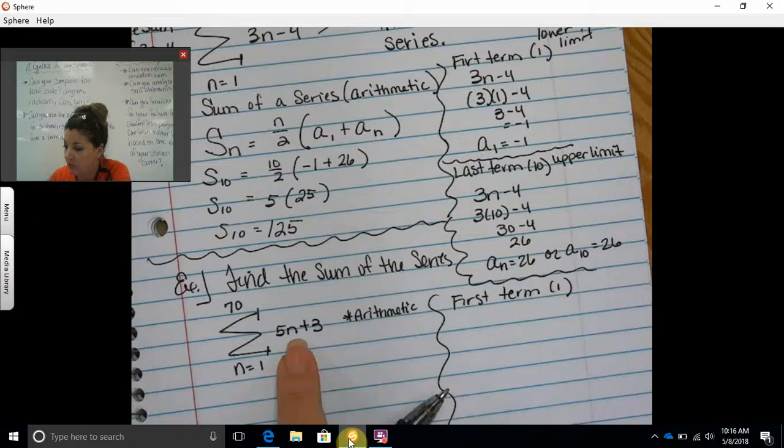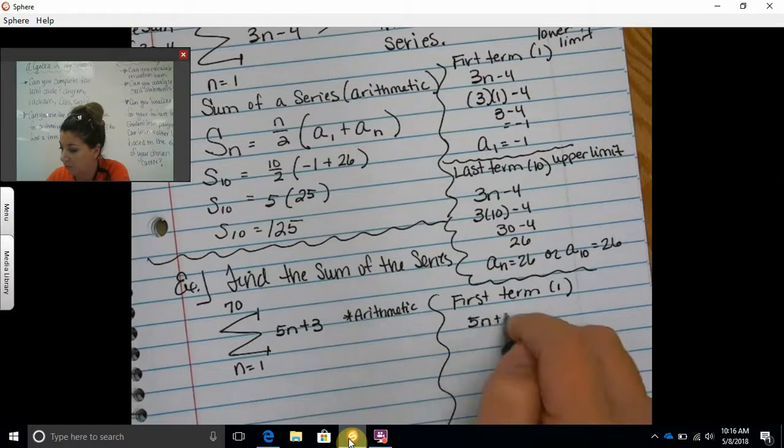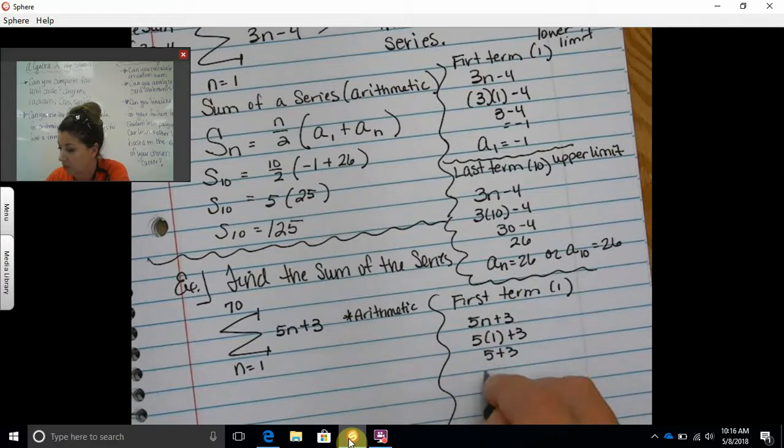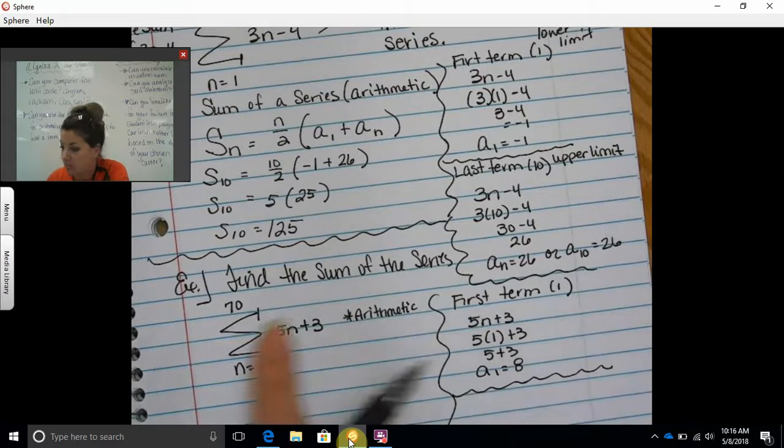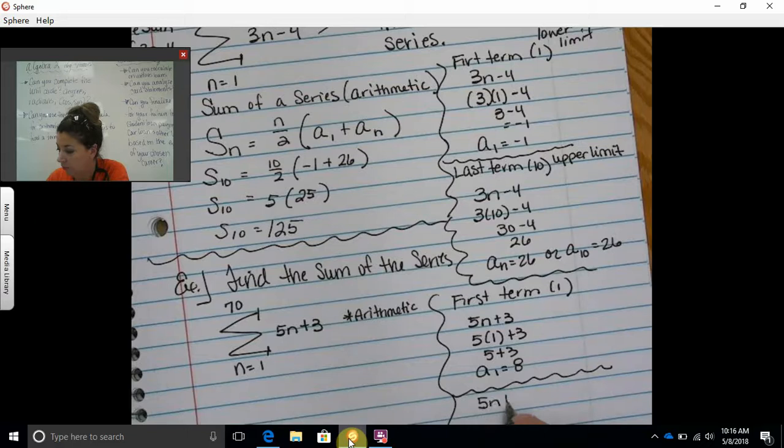And this time I substituted into 5n plus 3. So my first term is 8. And the last term will be my 70th term. So I'll substitute 5 times 70 plus 3. 5 times 70 is 350 plus 3. So 353. My 70th term is 353. Also known as my a sub n is 353.